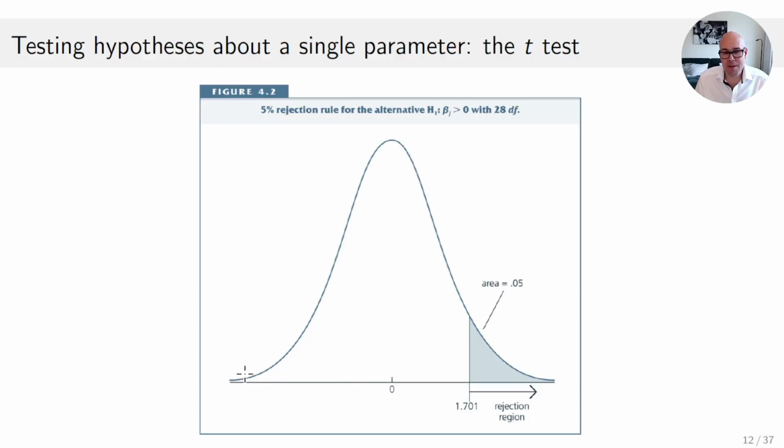You have here the t distribution, and from the table you find that the critical value is going to be 1.701, and when your test statistic is above that critical value, you're going to reject the null in favor of the alternative, and this area under the curve is exactly your 5% probability that you reject the null if it is actually true.